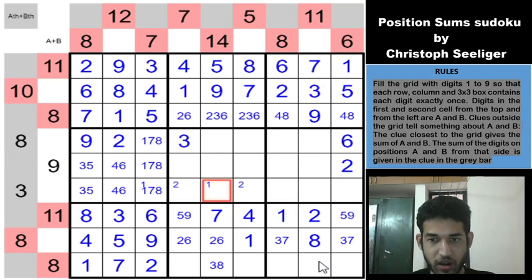Okay, so now in column 8, there is only one cell left for the 6, so we may place that 6. So 2, 6, 8, 3, 7, 9. So these 3 cells must be 1, 4, 5. But we know that 1 is in one of these 2 cells, so 1 cannot be here. So this is 4 or 5.